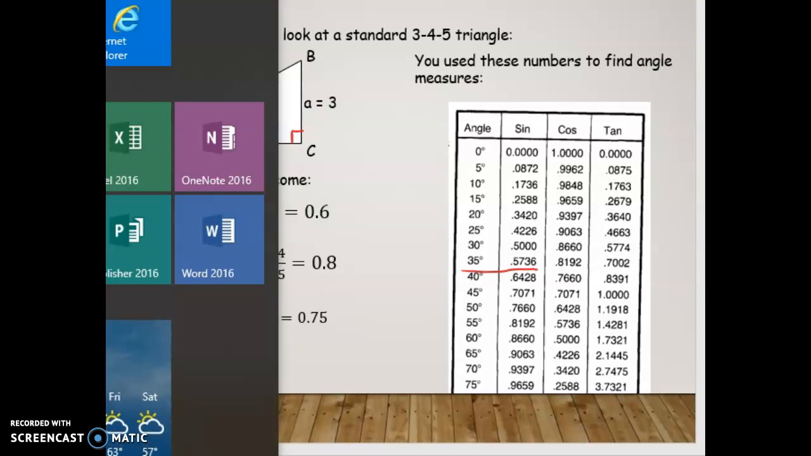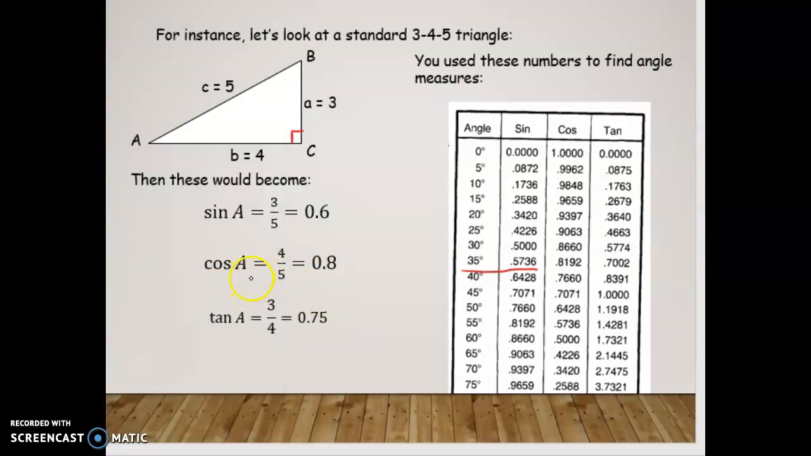Then you've got a cosine right here is 0.8. So I'm looking under the cosines for 0.8. That is very close to 35 degrees. Maybe a little bit more than that, but very close.